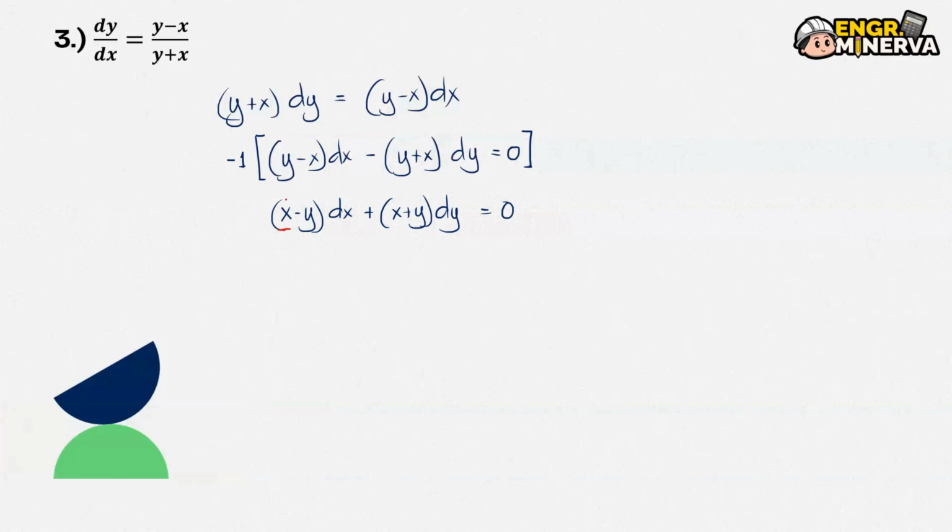So the question is, is it homogeneous? Yes, of course. This term has 1 as its degree, also 1, 1, and 1. So this is a homogeneous differential equation.